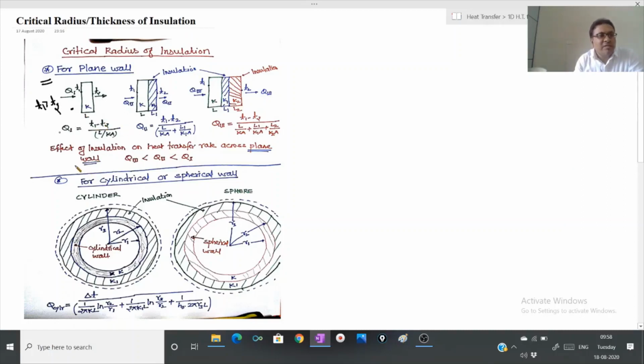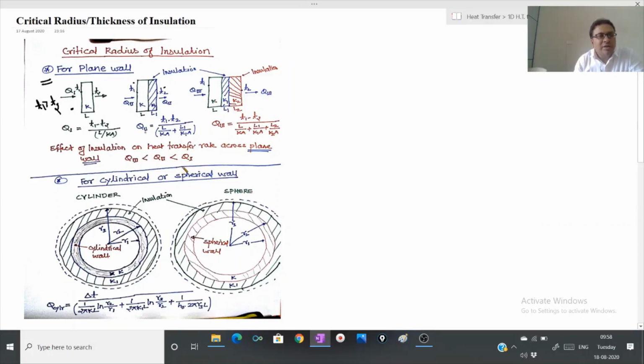And I can calculate the heat transfer rate. For example, this is case 1. Q1 is equal to T1 minus T2 over L upon KA, which happens to be the thermal conduction resistance. Now, in second case, let's say I provide an insulation of thickness L1 to this plain wall, maintaining the same temperature difference T1 and T2.